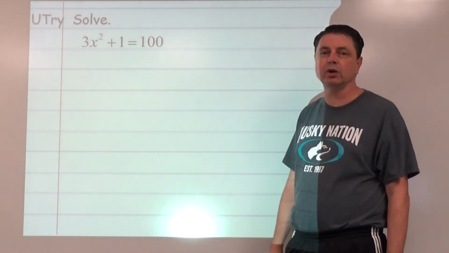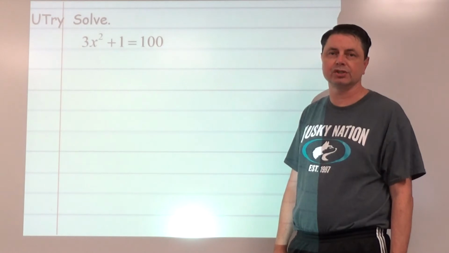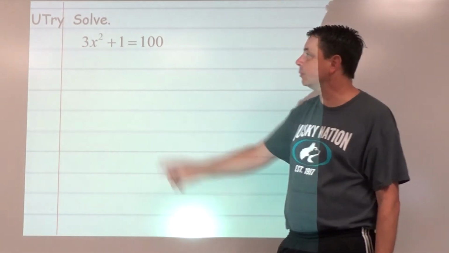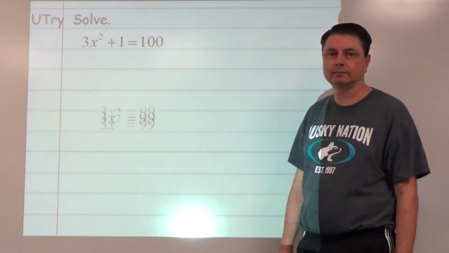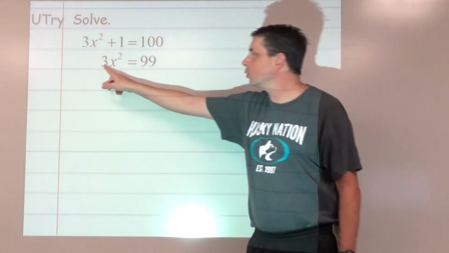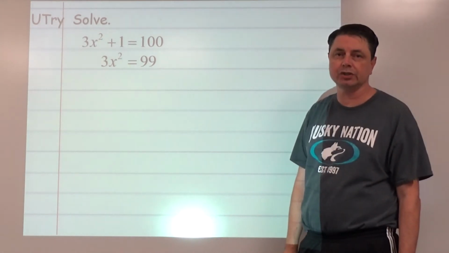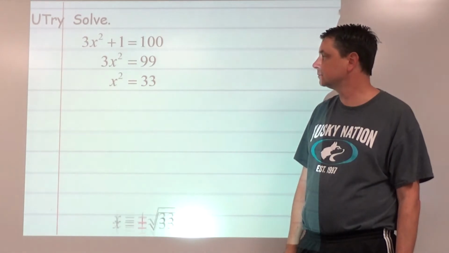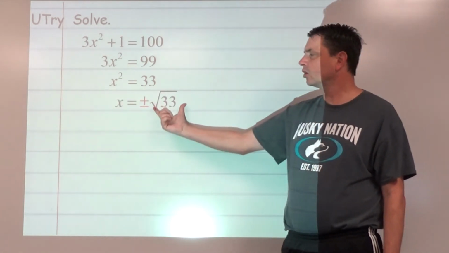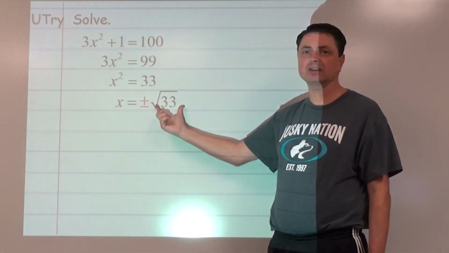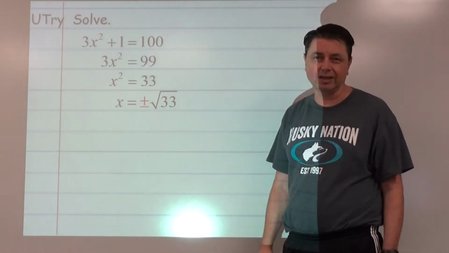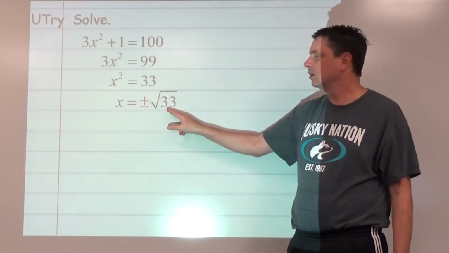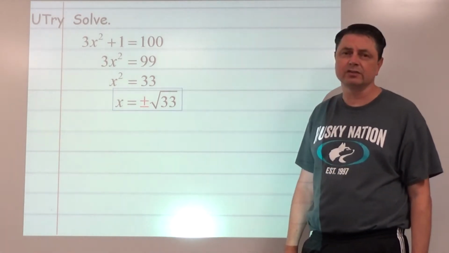Go ahead and pause the video here as you solve this equation. Step 1, we're going to undo the addition. Step 2, we're going to undo the multiplication. Now we're ready to square root both sides. 33 can be broken down, but I don't think there's a perfect square that goes into 33. There's 3 and 11, but neither of those is a perfect square, so just leave it as is. There's our final answer.